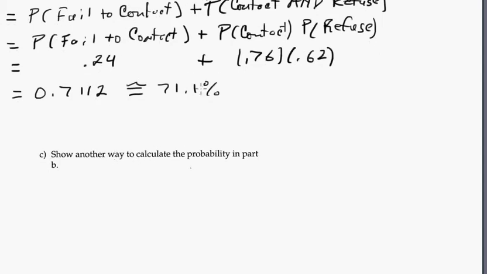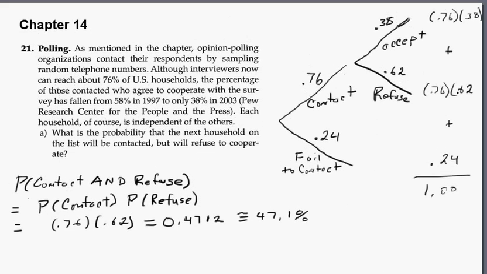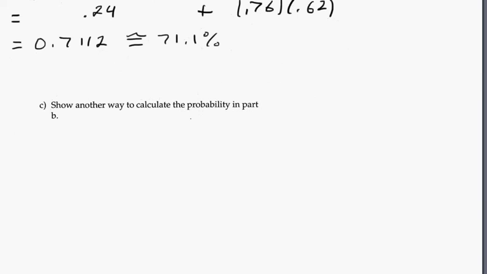Last question: how can you do this calculation another way? The only thing I can think of is to go back to the tree. We were asked to find this path, contact and refuse, and this path, fail to contact. You can see the 0.76, 0.62, and 0.24, so we added these. Instead, we could find this other branch and subtract it from 1, and that would give us the same thing. It's called the complement.